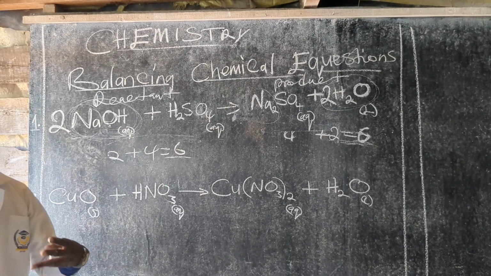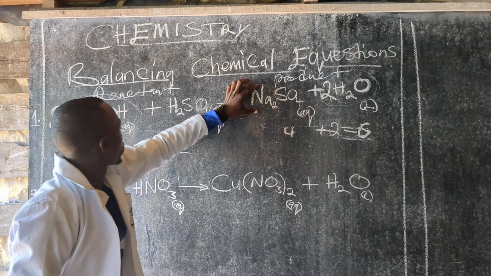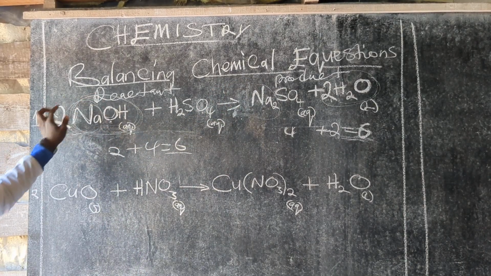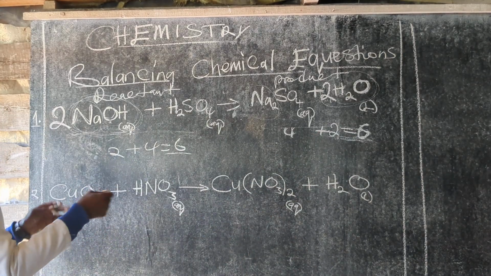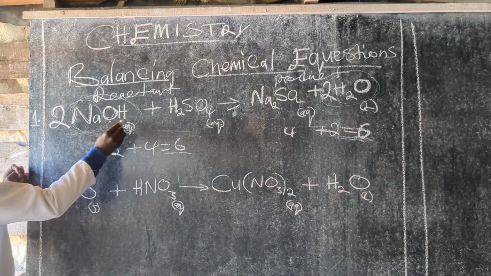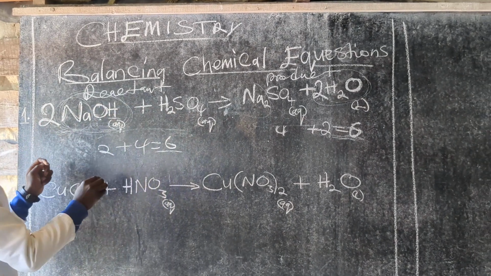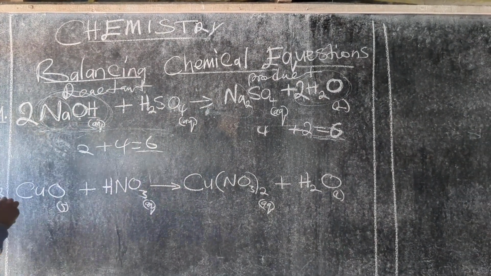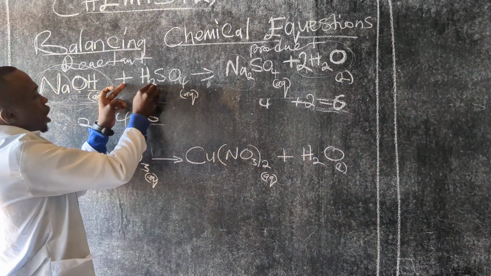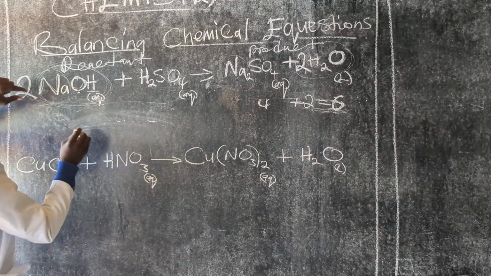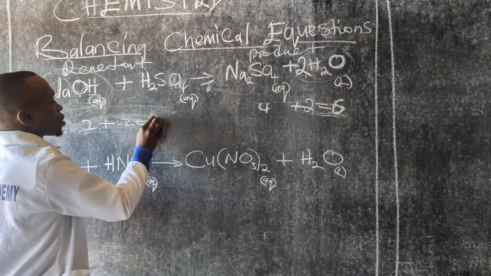Now let us move on to another element. We have balanced sodium, which is 2 on both sides, and oxygen, which is 6 on both sides. Now let us move on to hydrogen. The 2 has affected everything here. So hydrogen has a 2 here, plus this 2 of hydrogen, which will give us a 4.